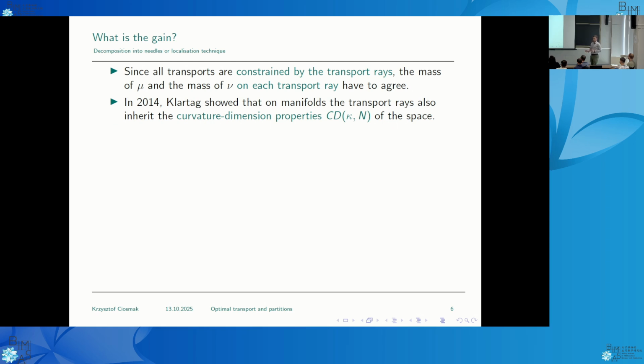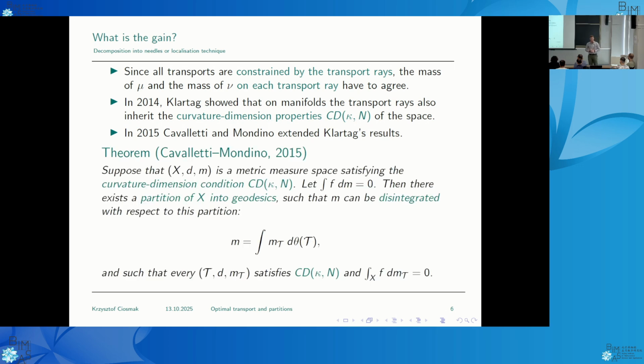So Klartak in 2014 showed that if we disintegrate the measure on such a space that satisfies the CD condition, then the conditional measures on this transport trace, and the transport traces are one-dimensional, will also satisfy these curvature dimension properties with the same parameters. And then Cavalletti and Mondino extended the Klartak result in 2015 to the setting of metric measure spaces. So Klartak proved it only in the setting of weighted Riemannian manifolds. So this is the theorem of Cavalletti and Mondino.